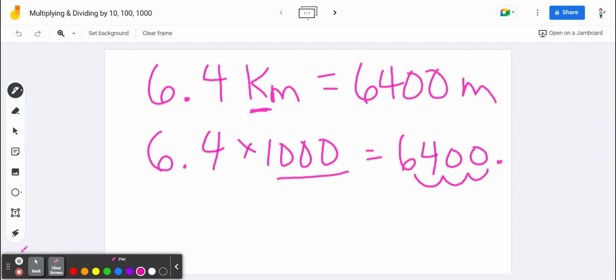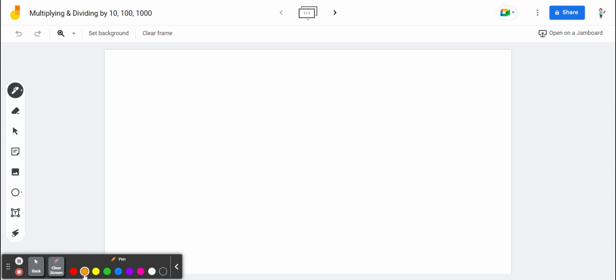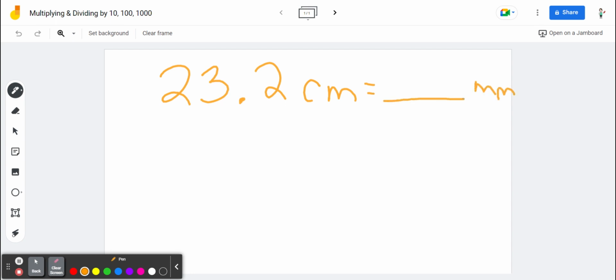6,400 meters. Okay, so we're just popping and moving the decimal over. If we were doing, let's say, centimeters, so let's say I have 23 and 2/10 centimeters, which you could have, and we want to go to millimeters. Remember, those are the really tiny things. We're going to say, well, how many millimeters are in a centimeter? And we know it's 10.